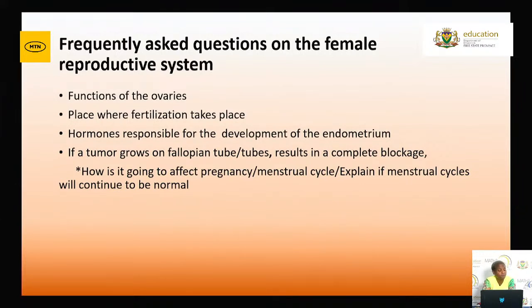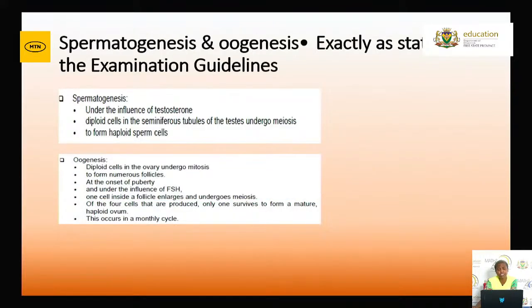How is it going to affect the menstrual cycle? Explain if the menstrual cycle will continue to be normal. So those are the frequently asked questions under the female reproductive system.